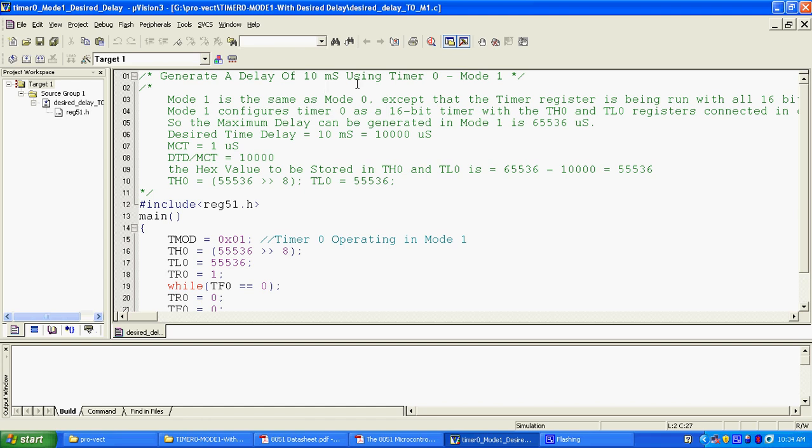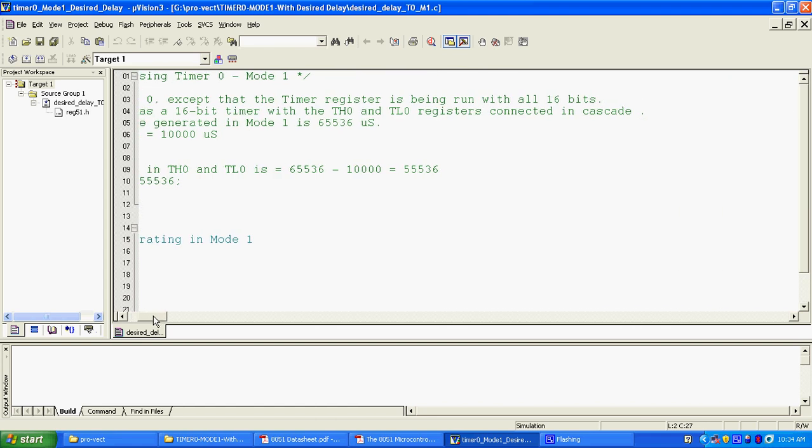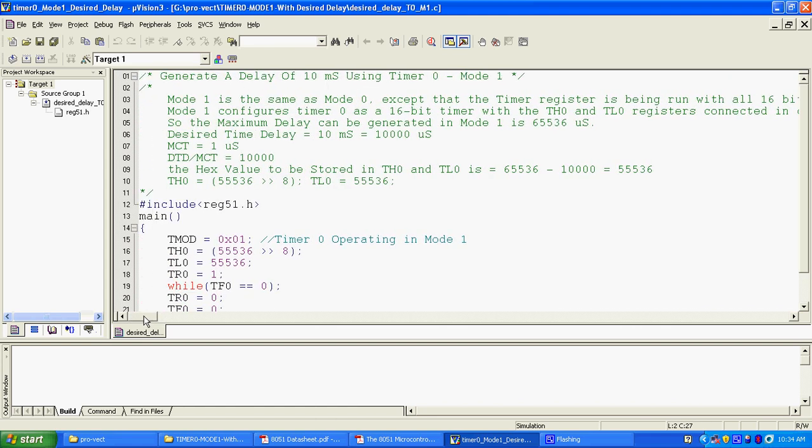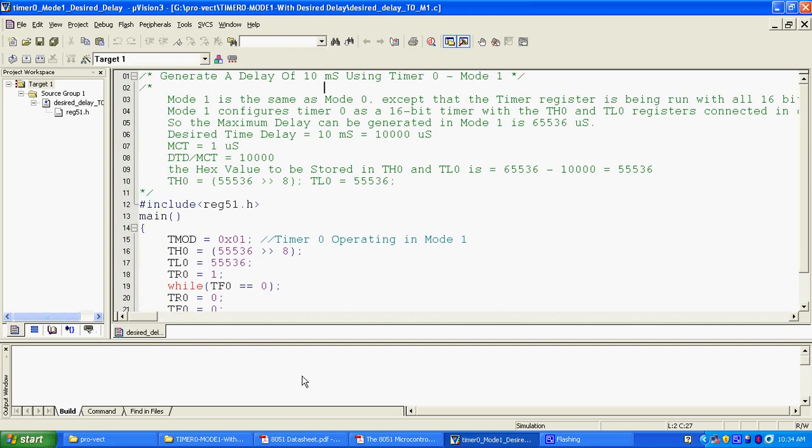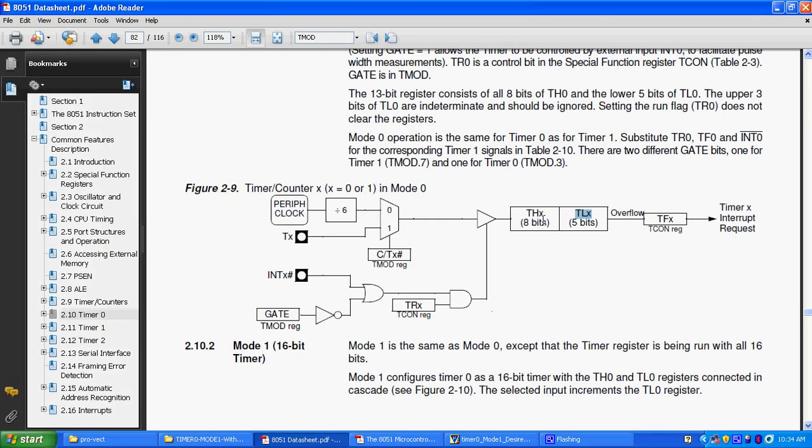Mode 1 is the same as mode 0, except that the timer register is being run with all 16 bits. Mode 1 configures timer 0 as a 16-bit timer with the TH0 and TL0 registers connected in cascade. What do you mean by this cascade? Let's go to the 8051 datasheet.